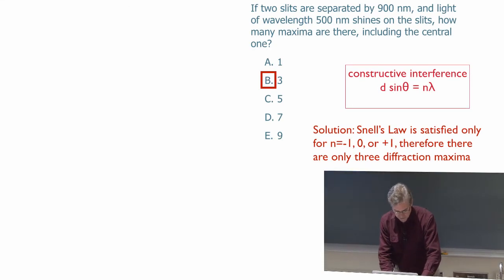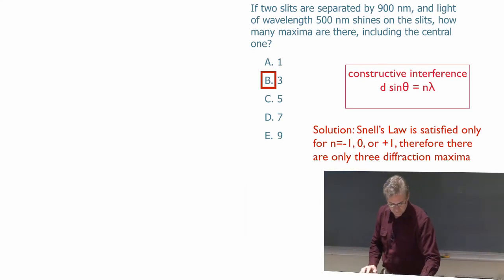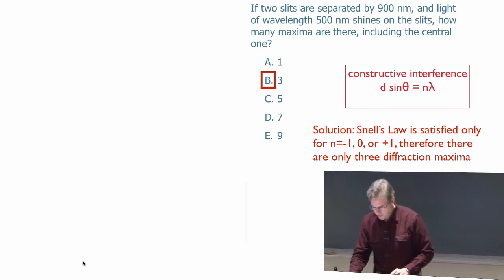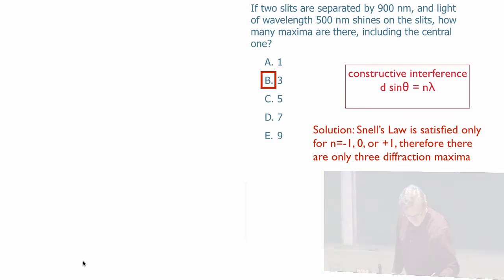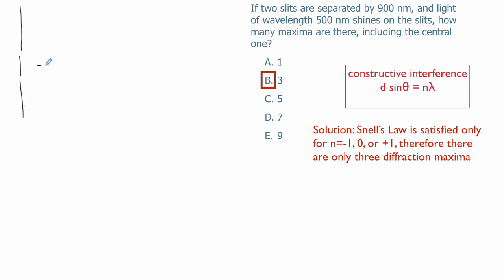So like I said, this is sort of a tough little question. Let's try to do it. Here we have our two slits, right? And we know we have a central maximum corresponding to theta equals 0, right? What about the next direction?